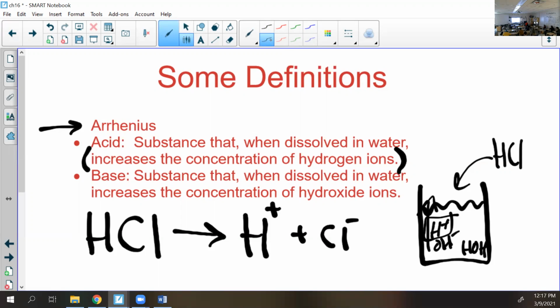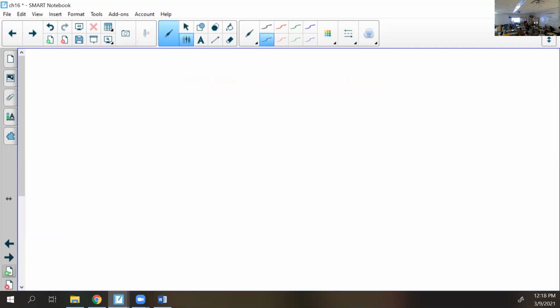a base increases the concentration of hydroxide ions. Tell the people next to you a common base we've been using all trimester. I heard Tolman say it. Say it louder, Tolman. Sodium hydroxide.